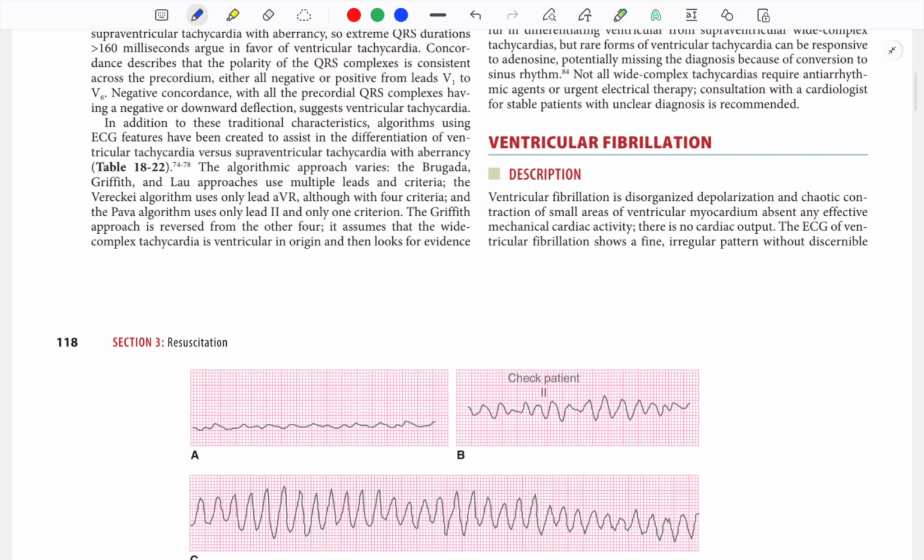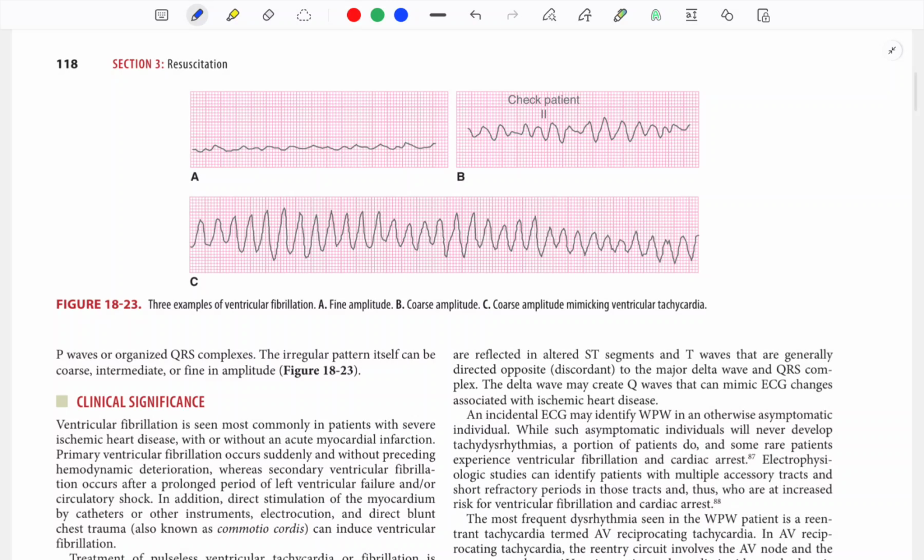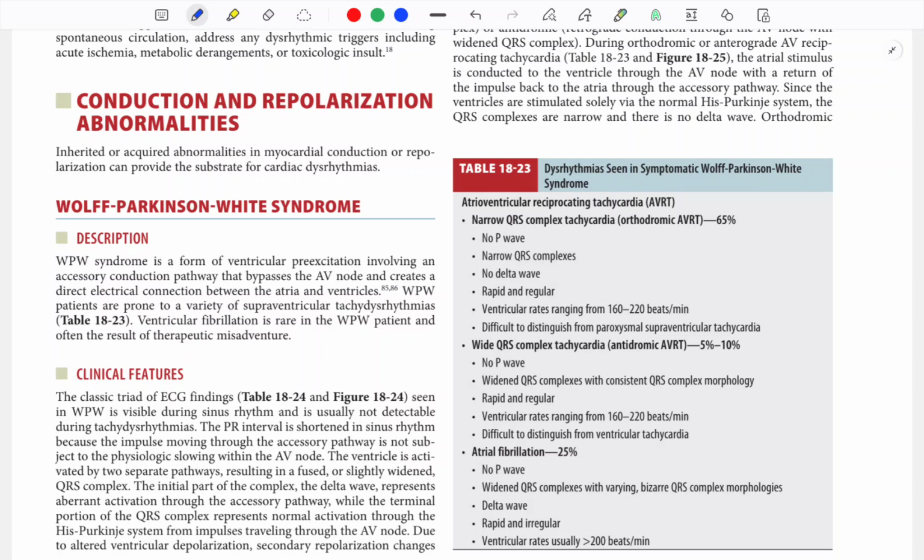In ventricular fibrillation, there is no effective mechanical cardiac activity. VF can be fine VF or coarse VF. As you can see here, fine VF and coarse VF. Next, we will see Wolff-Parkinson-White syndrome. It is a form of ventricular pre-excitation, meaning the ventricle is actually pre-excited about contracting.